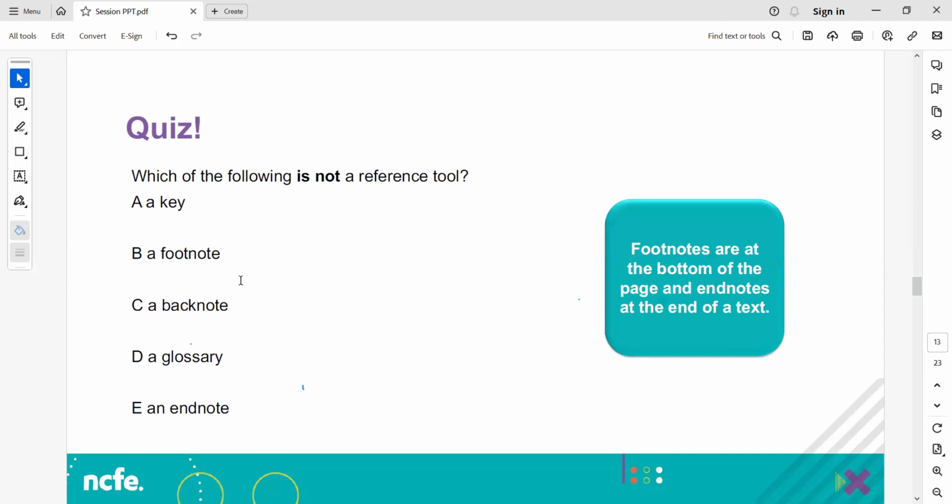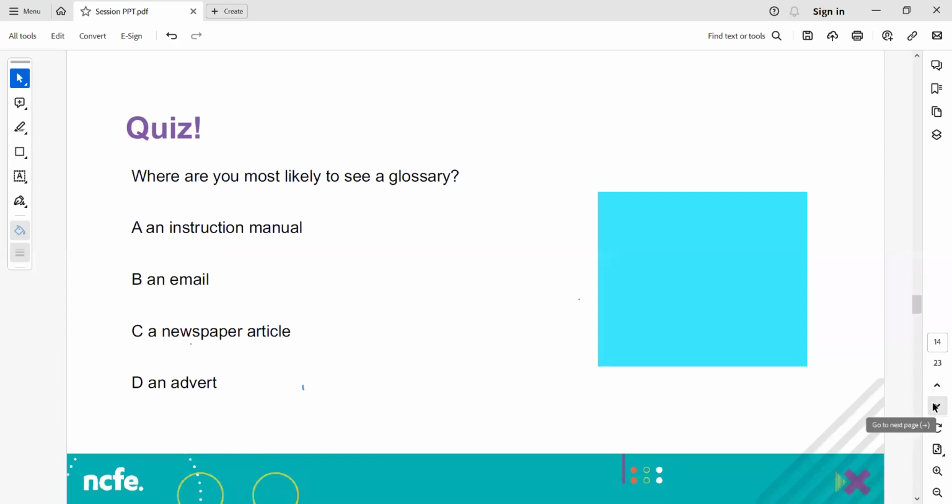I just put that in as a bit of a trick, really, because we've got footnotes and endnotes there. Footnotes at the bottom of the page, endnotes at the end of the text, but a back note is not one of those things we've looked at. So where would you most likely see a glossary? What type of text? An instruction manual, an email, a newspaper article, or an advert. So a glossary, remember, that's like a mini dictionary just for that text to tell you meanings of words in that text. So where would you find it?